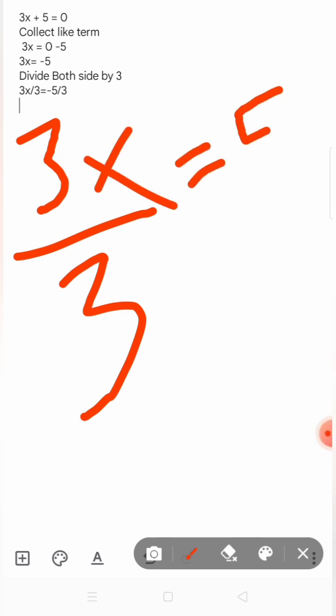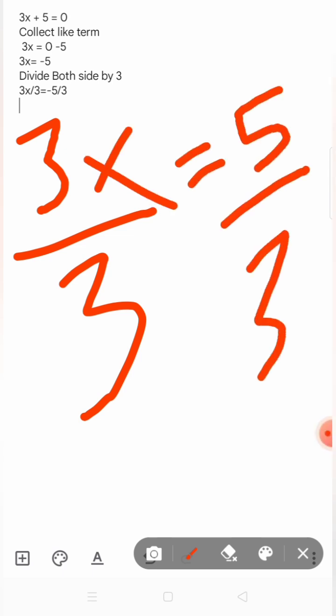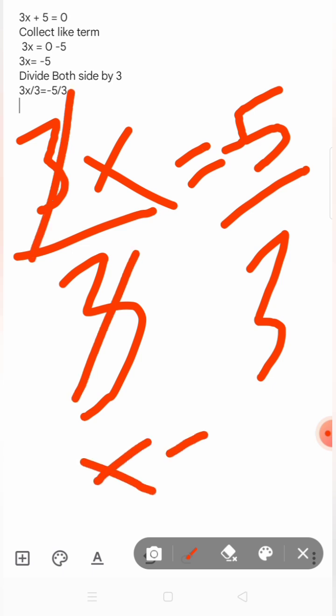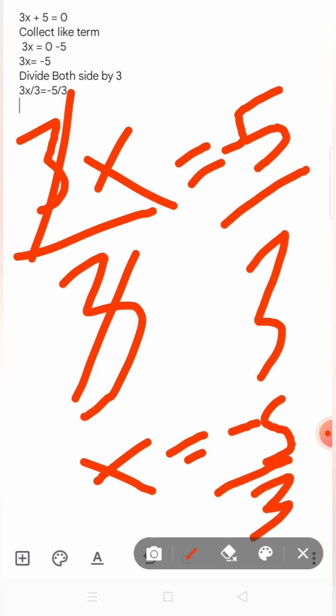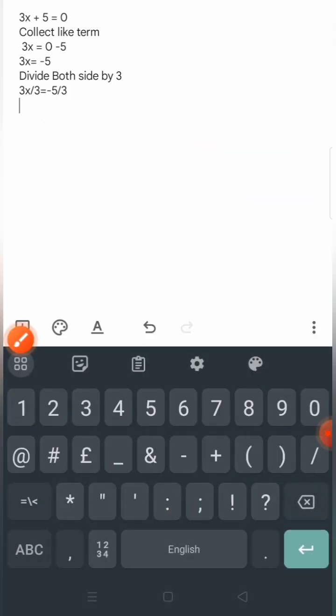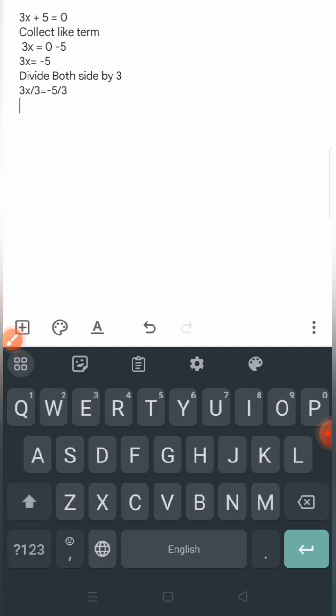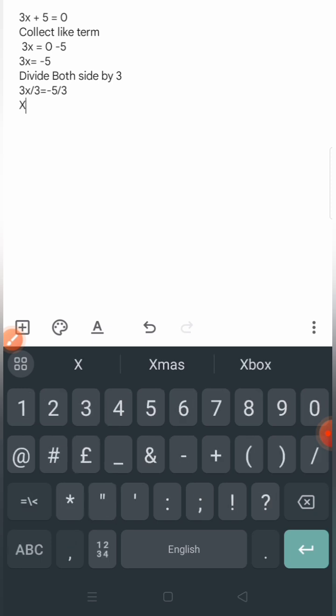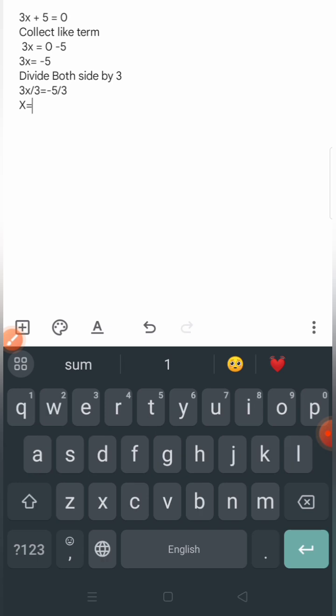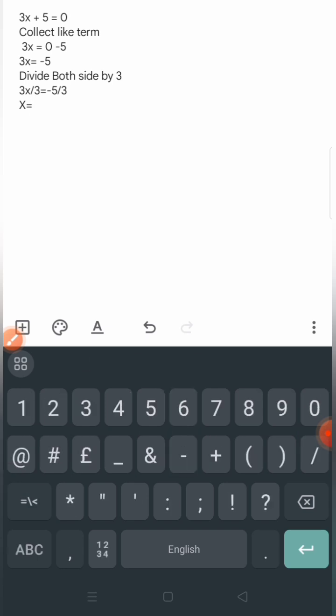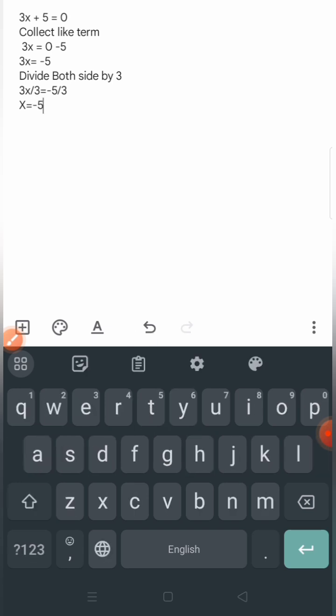Are you with me now? You're seeing that this minus is in front. So this cancels this, and our answer will be x equals minus 5 over 3. And here is our final answer for the equation. Alright, let's write that properly: x equals minus 5 over 3.